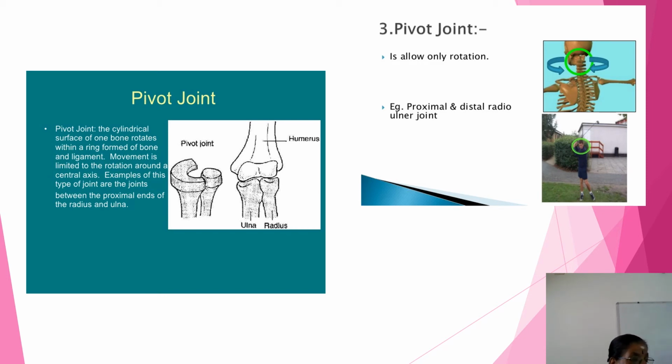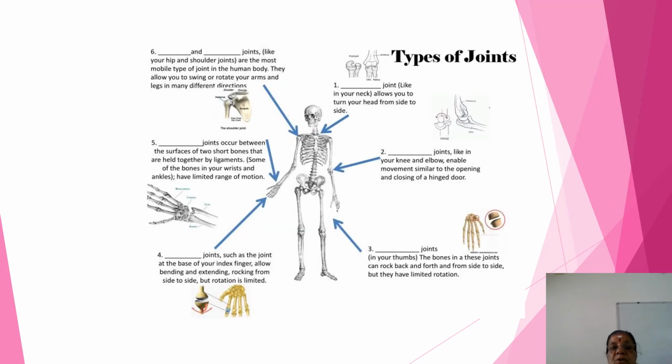These joints are present between the bones of the skull and the backbone. I hope you understand. So this is pivot joint. Next one, you try to fill up so far what we have learned. Types of joint. Just understand, types of joint.